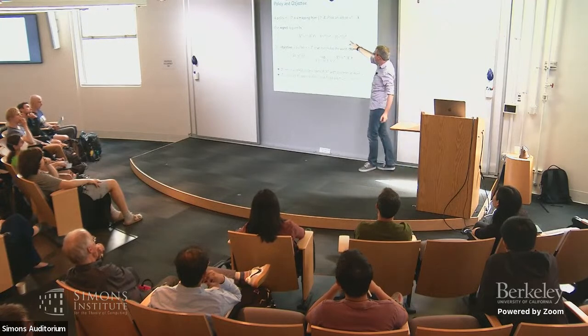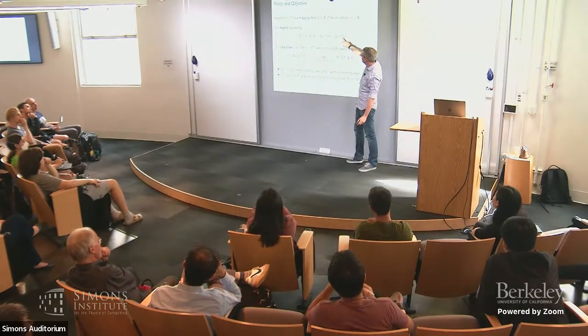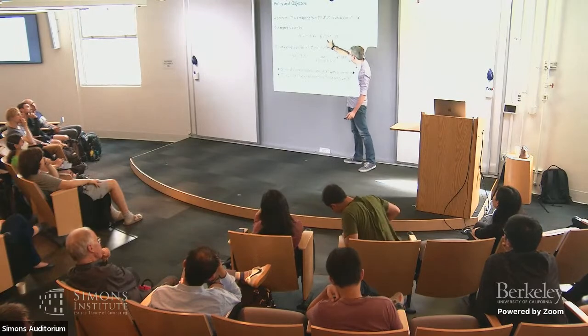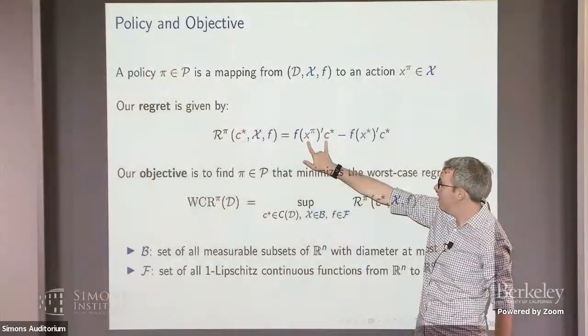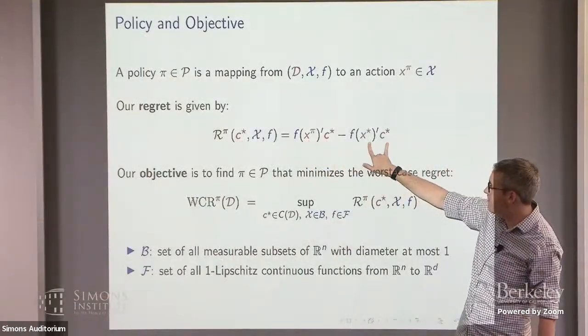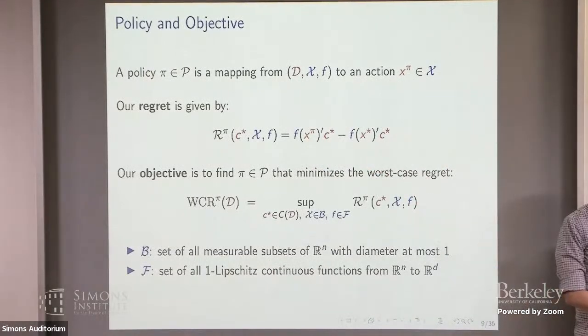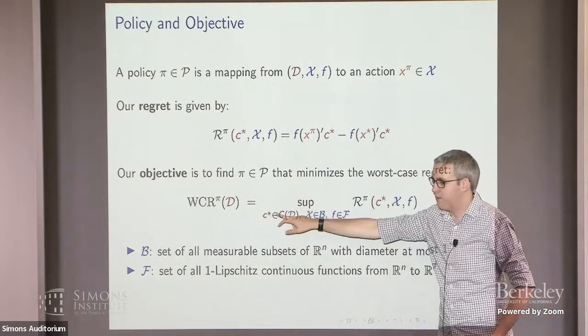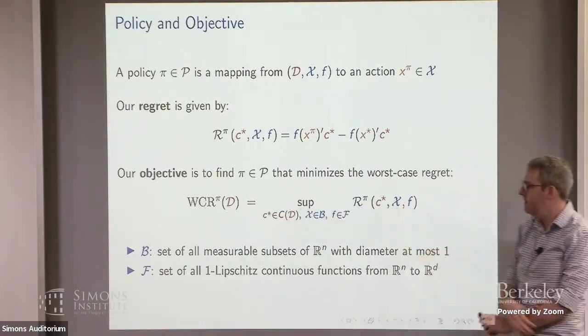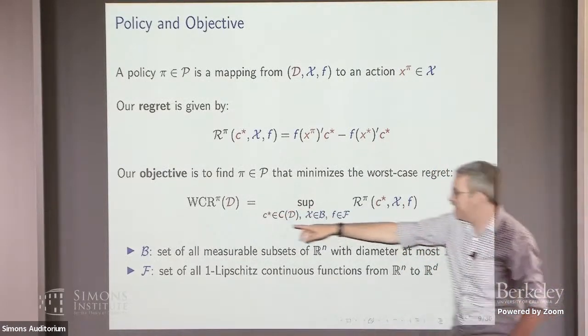Our regret is going to be very natural, right? How much our cost is, minus how much it would be if we knew C star, how much the optimal value is. And this is going to be an adversarial model, so I'm not going to make any stochastic assumptions about how the data is generated. So I want to know the worst case. If nature throws me the worst problem and the worst cost here, how much is my regret? So WCR stands for worst case regret.